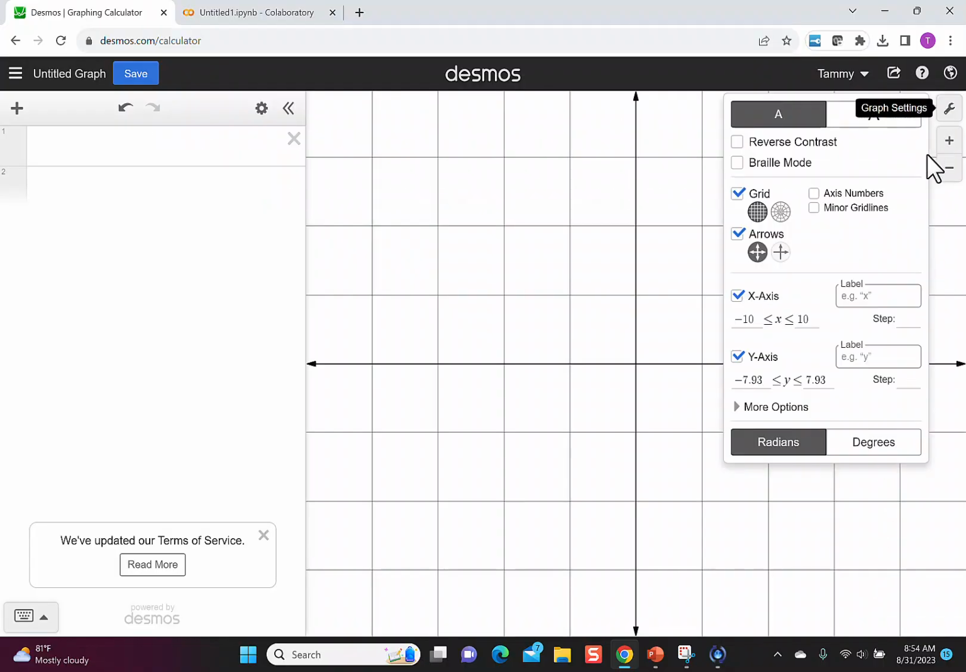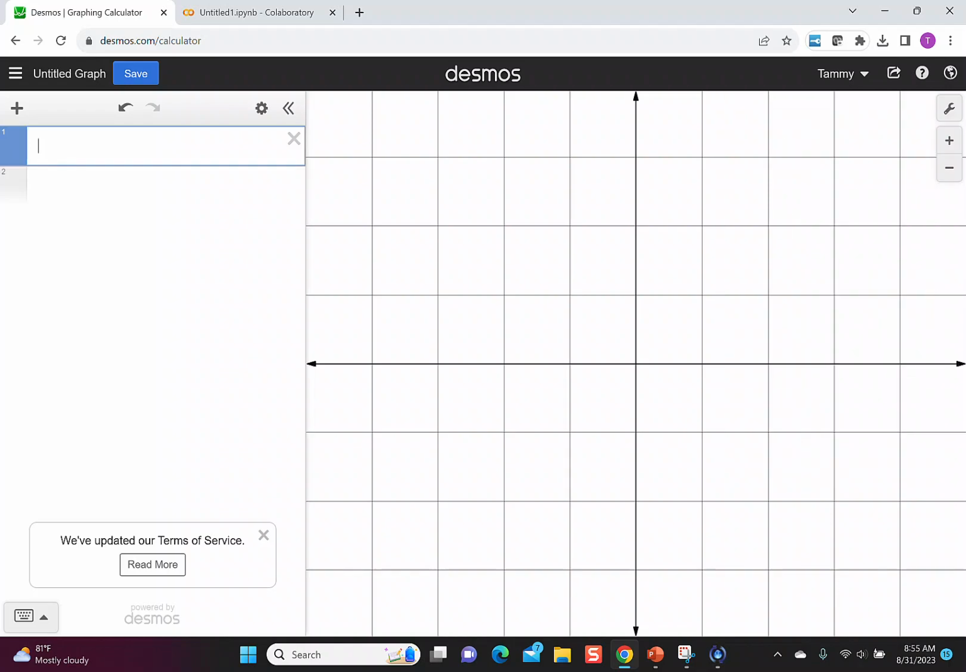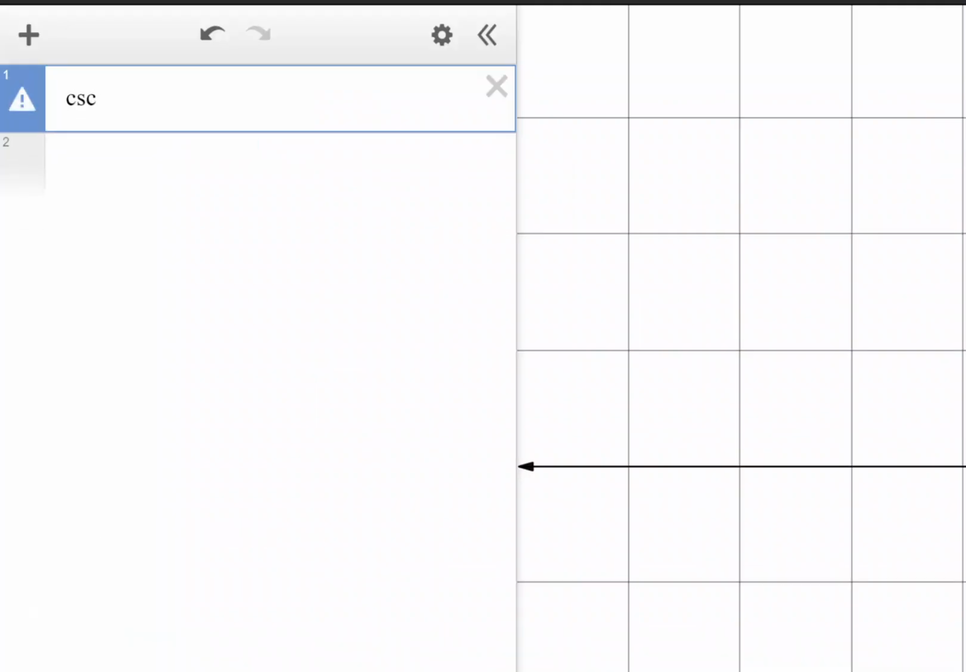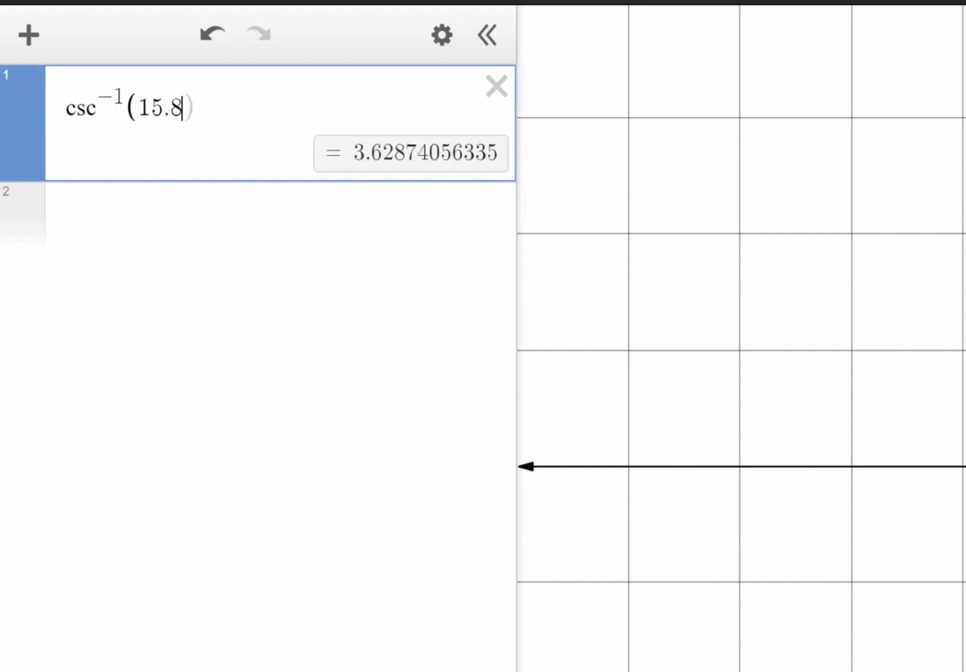I'm going to go to my settings and I'm going to switch to degrees because I think we do better thinking through degrees and what that looks like as far as quadrants are concerned. I'm going to type in the cosecant inverse of 15.81. And notice it tells me 3.62.